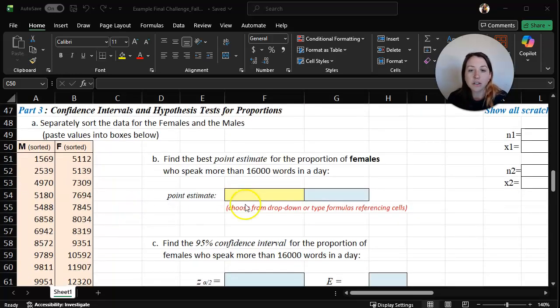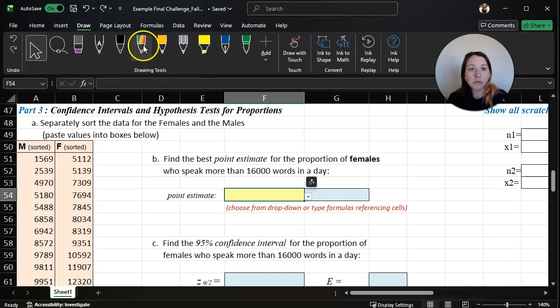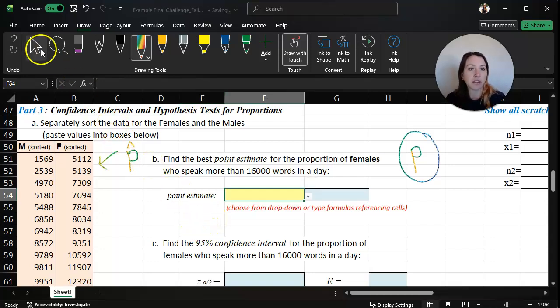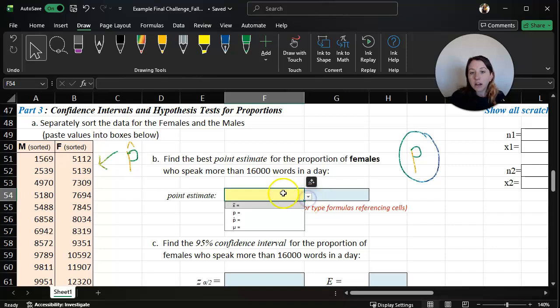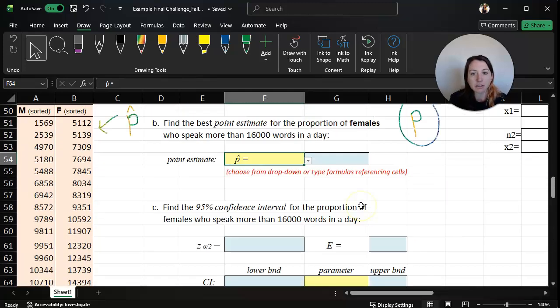So again, the yellow cells here, we notice will have drop downs you can choose. In this case, we're looking for the proportion of females. So what we're doing is trying to find an estimate for P, which is the population proportion. In this case, we're using a sample proportion, or P hat, in order to estimate the population proportion. So from this drop-down, we can select P hat. Again, that stands for the sample proportion, which is our point estimate when we're building a confidence interval. So scrolling down, we can make sure that that was correct, and it is.